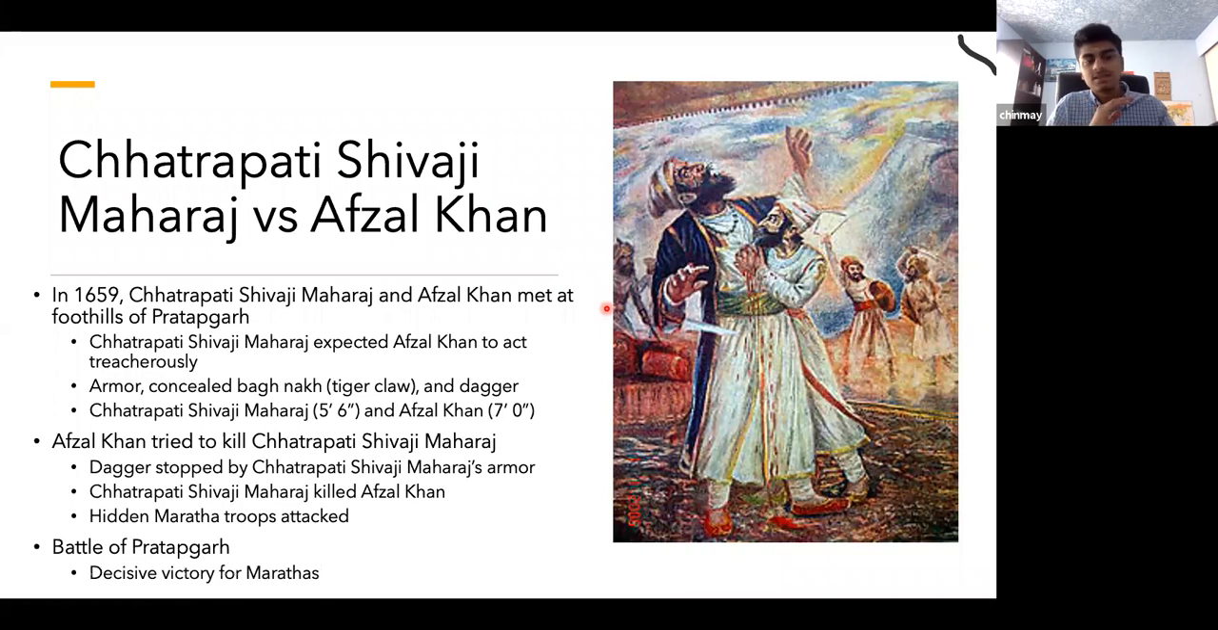So Pratapgarh was a decisive victory for the Marathas. They seized hundreds of thousands of huns, which is a currency. They seized a lot of money. They went and sacked a fort. So not only did Afzal Khan fail in his invasion, he lost a fort as well.